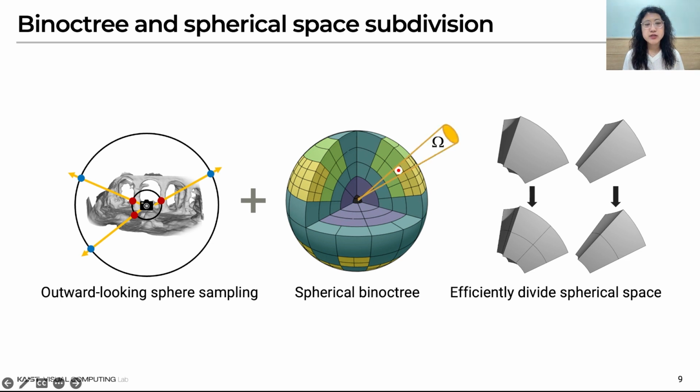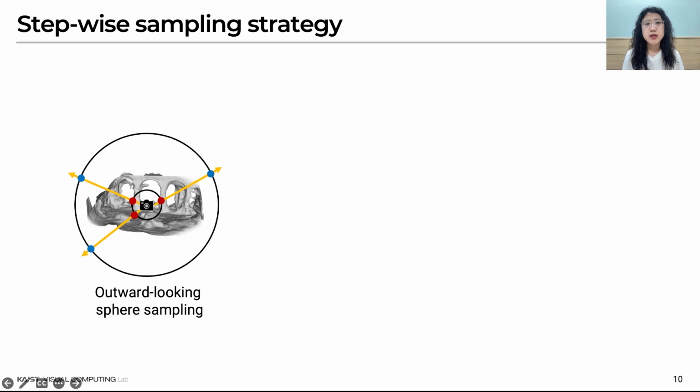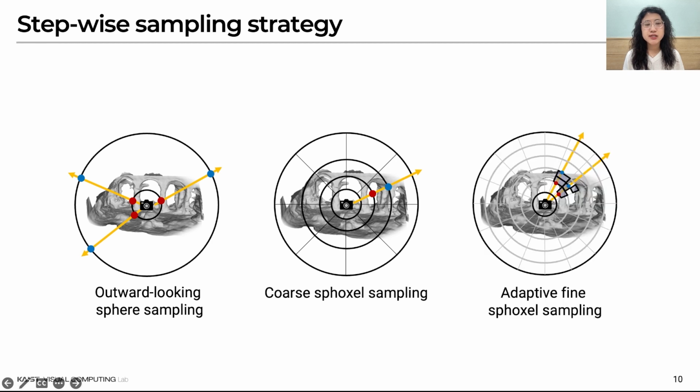Given the initial sparse scene points, we iteratively subdivide the space until the size of the bounding voxel reaches the threshold solid angle. Given the initially subdivided Binoctree, we devise stepwise spatial sampling strategies using this grid structure.